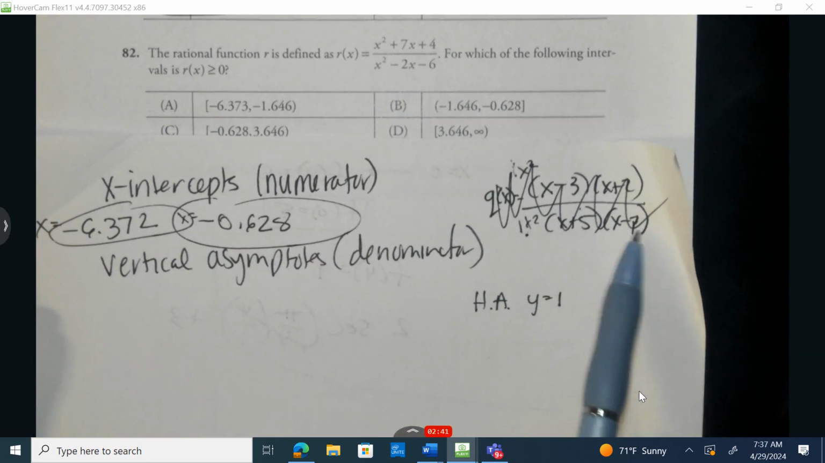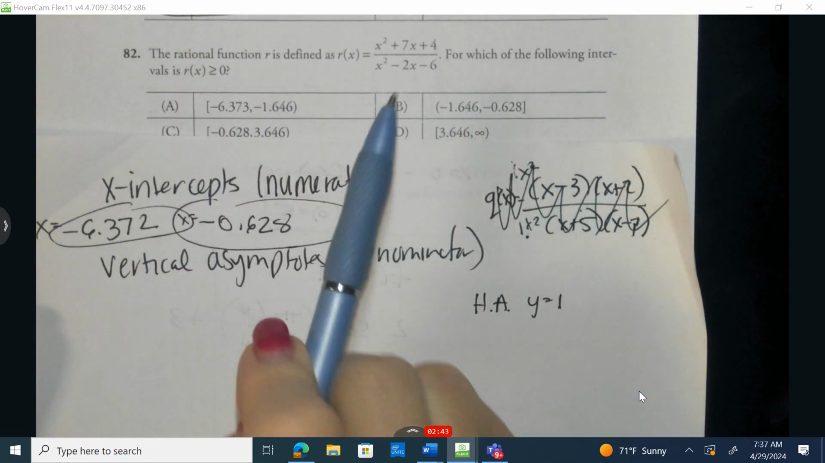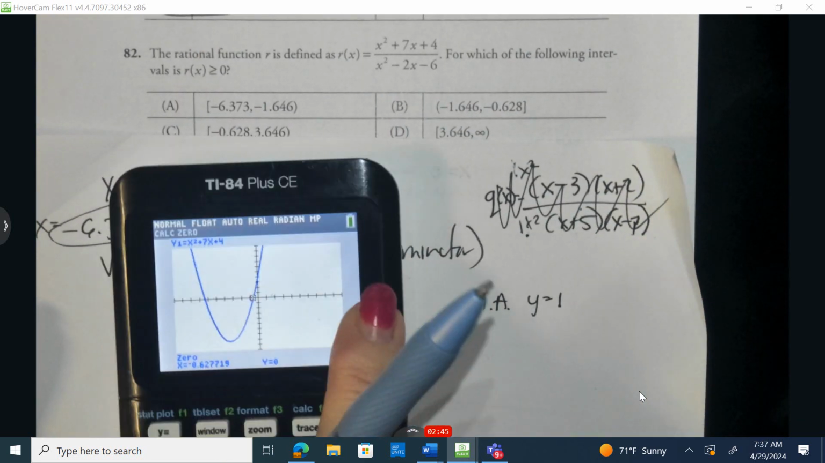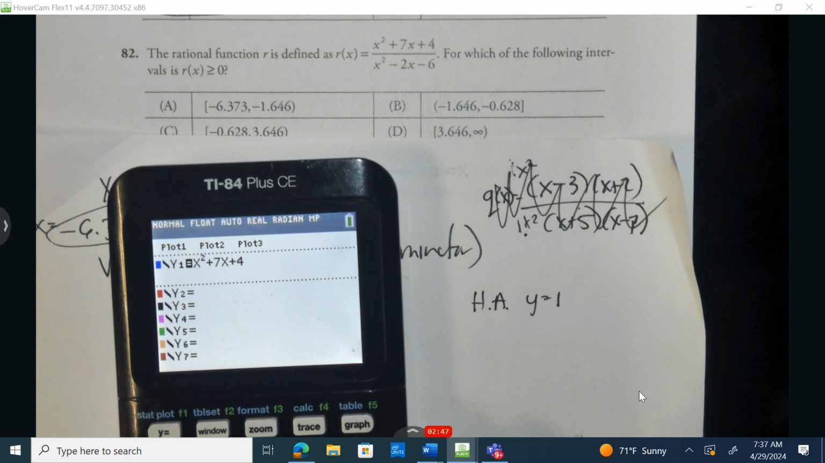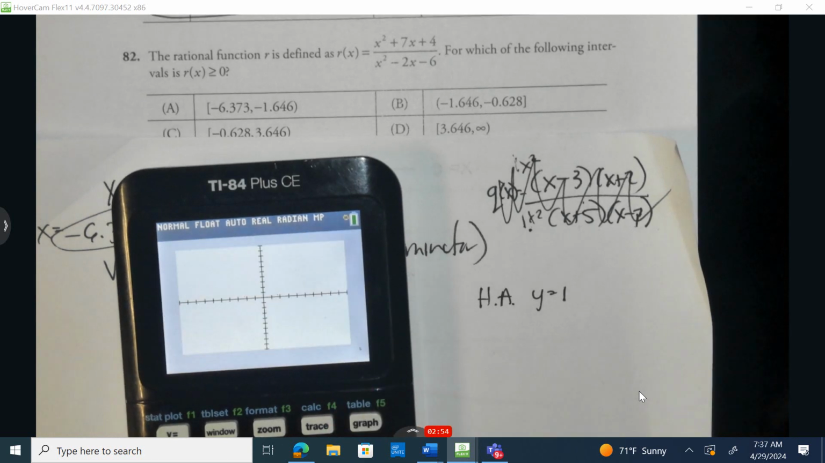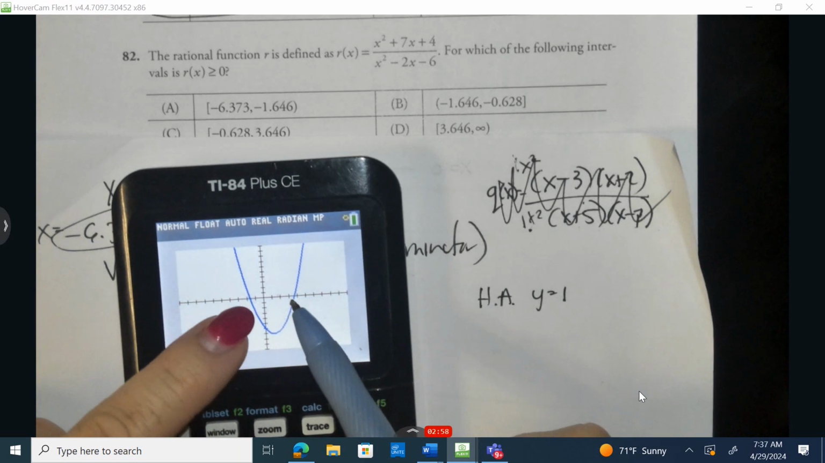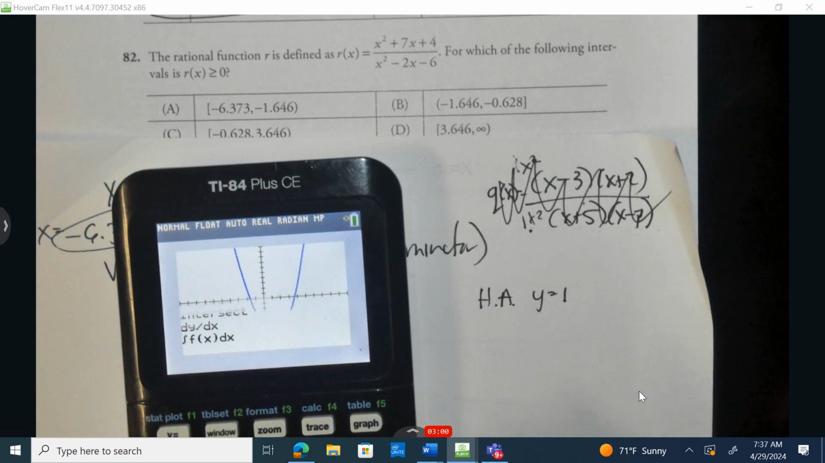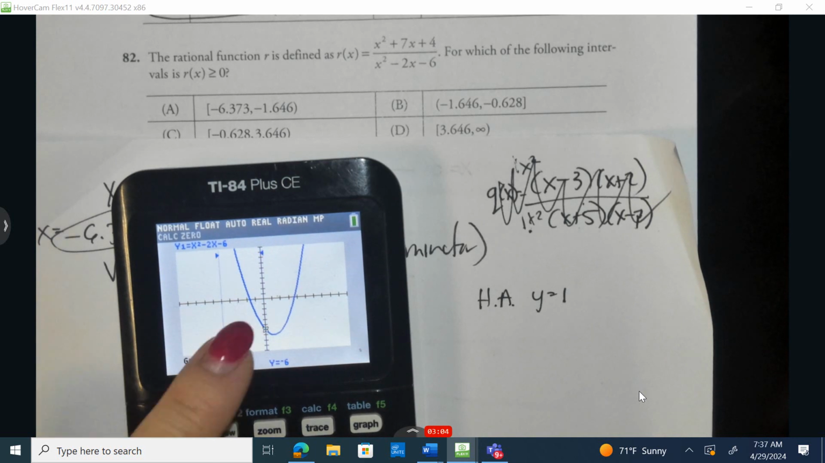Remember, I would solve these and whatever I got would represent the vertical asymptotes. So I'm going to do the exact same thing. I'm going to grab this and type in x squared minus 2x minus 6, and I'm going to solve. Now what does it mean to solve when we graph it? Again, let's find out where it crosses the x-axis. So second trace is 0, starting to the left, somewhere between negative 5 and 0, pressing enter.